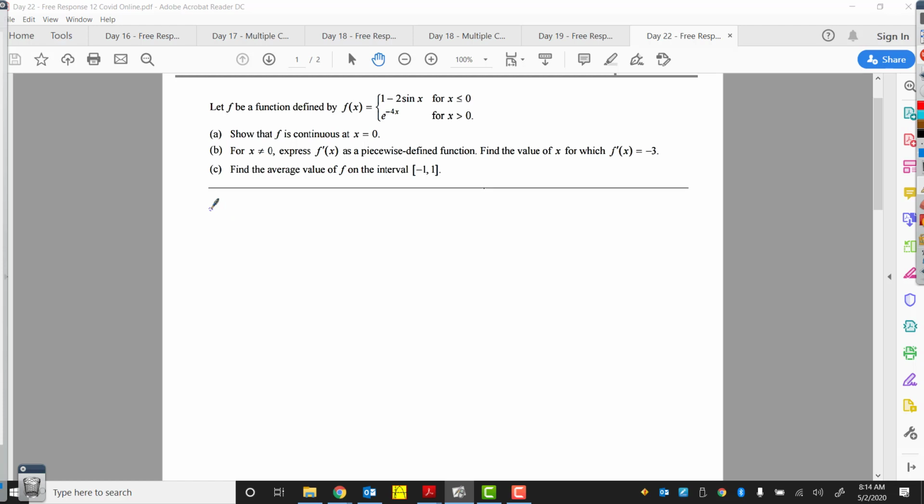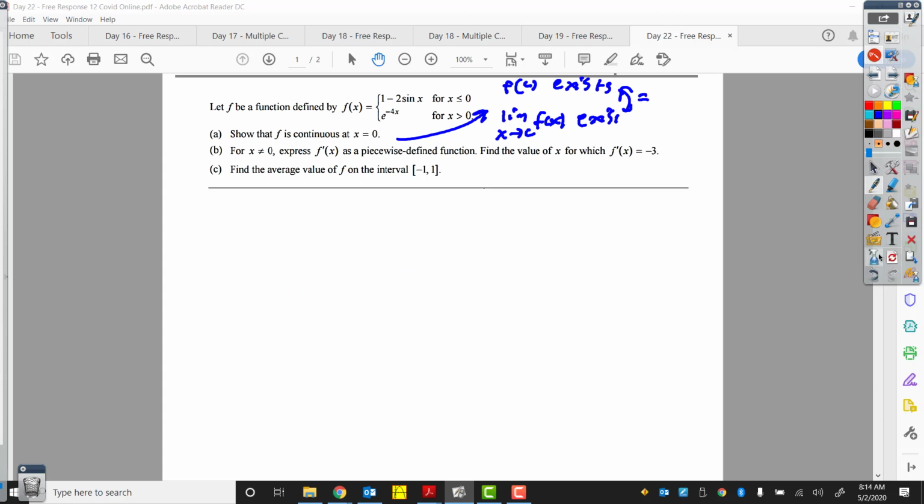Now remember, there are three things to show continuity. F of c has to exist. The limit as x approaches c of f of x has to exist. And these two are equal to each other. So let's just start with the function existing.